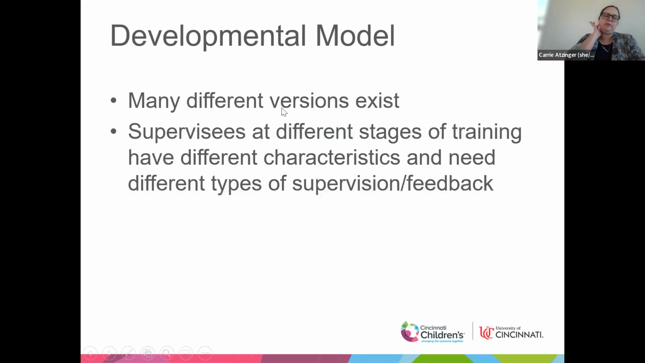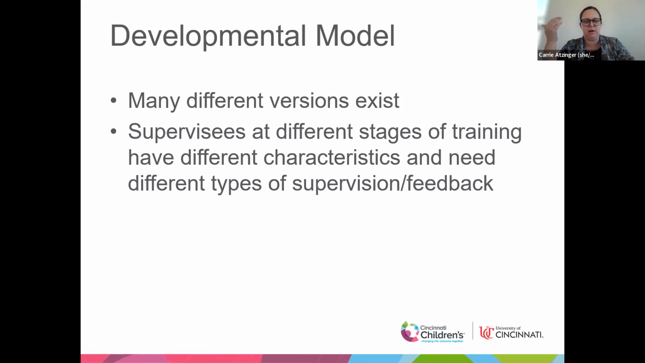Developmental models: there are a number of different developmental models that exist, but the idea of a developmental model is just that supervisees at different stages of training have different characteristics and may need different types of supervision or feedback. And so this comes back to that idea of somebody who's done many different clinical rotations or had many different learning experiences is going to perhaps need a different kind of supervision than someone who's doing something for the very first time.